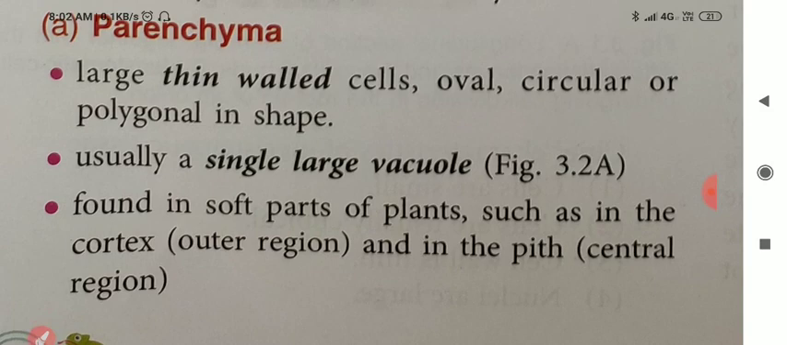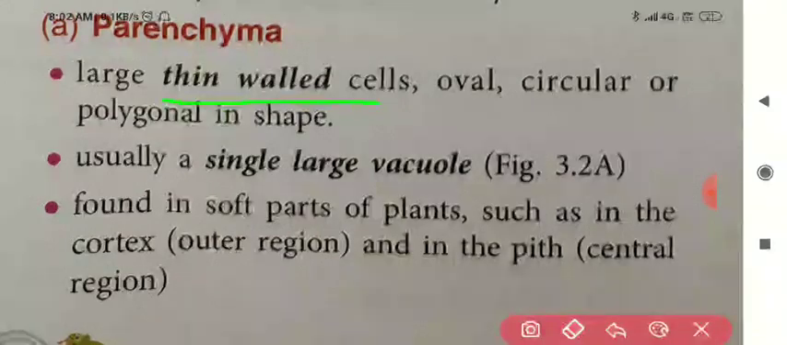Parenchyma has large thin wall cells, oval, circular and polygonal in shape. They usually have a single large vacuole. Next, parenchyma is found in soft parts of plants, such as in the cortex, the outer region, and in the pith, the central region.